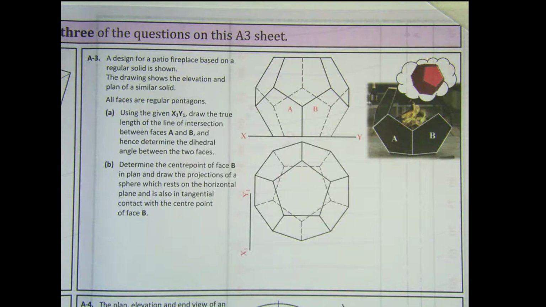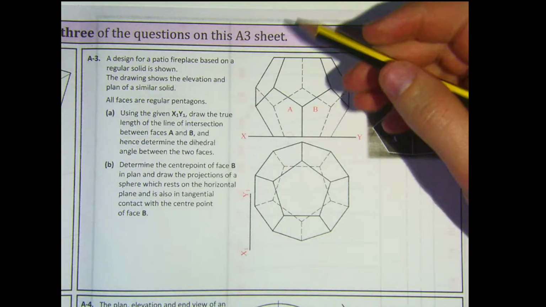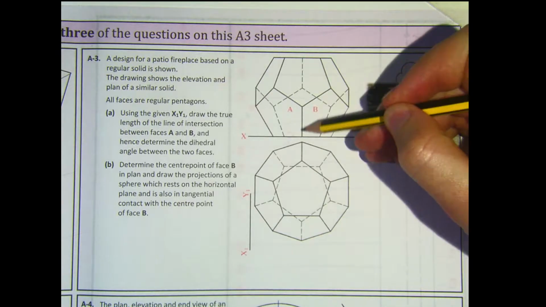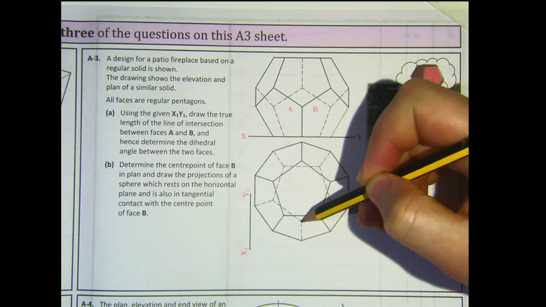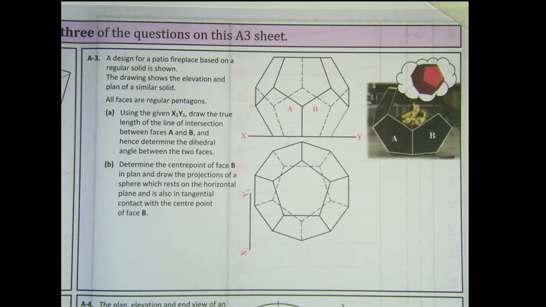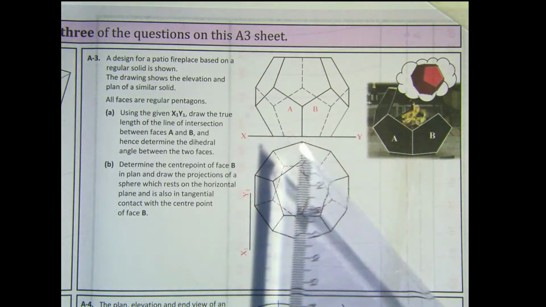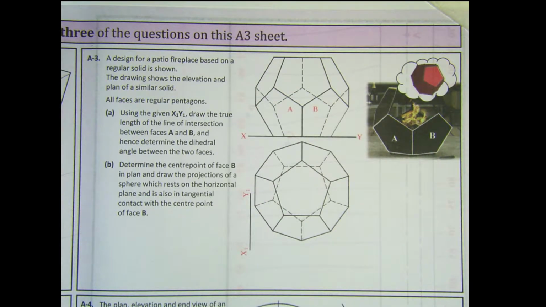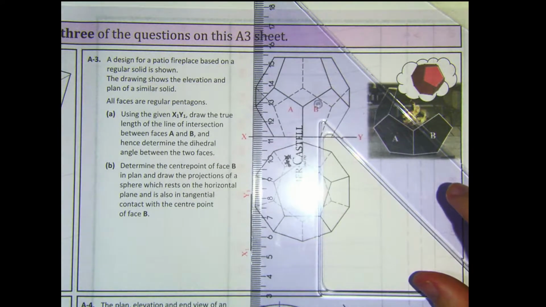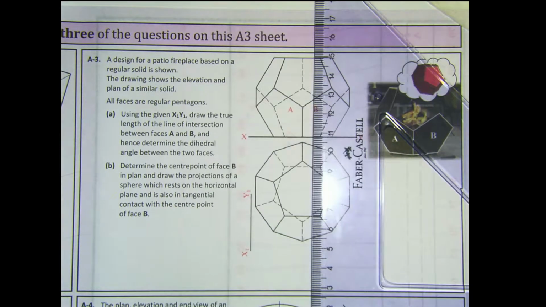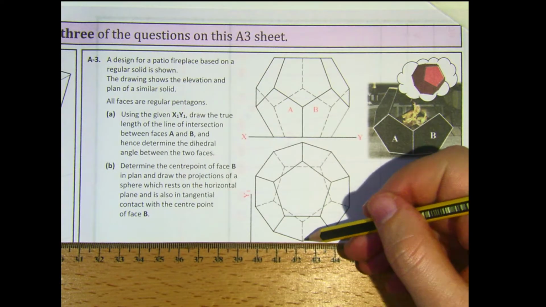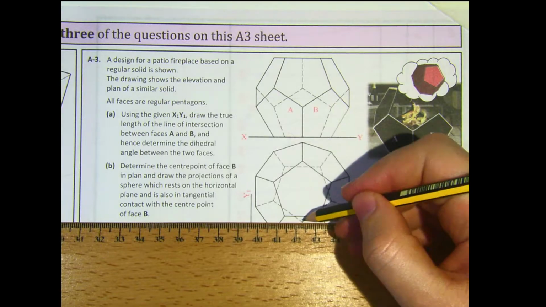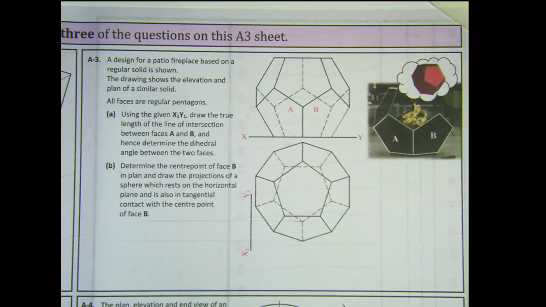So starting with part A of this question, we need to find the true length of the line that joins A and B, so it's this one, and this one down here in plan. So we're going to look in perpendicular to that. They've already given us the line x1, y1, which is a vertical line. So projecting each of these points, 1 and 2. It's fairly faint.